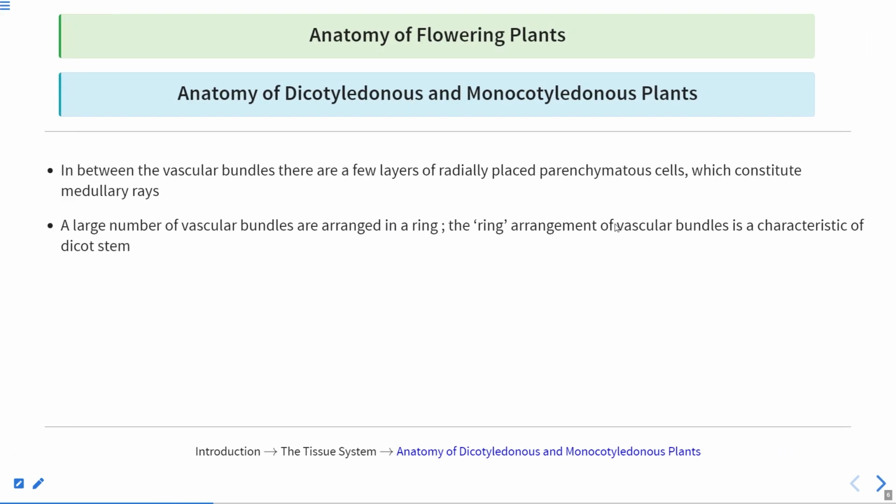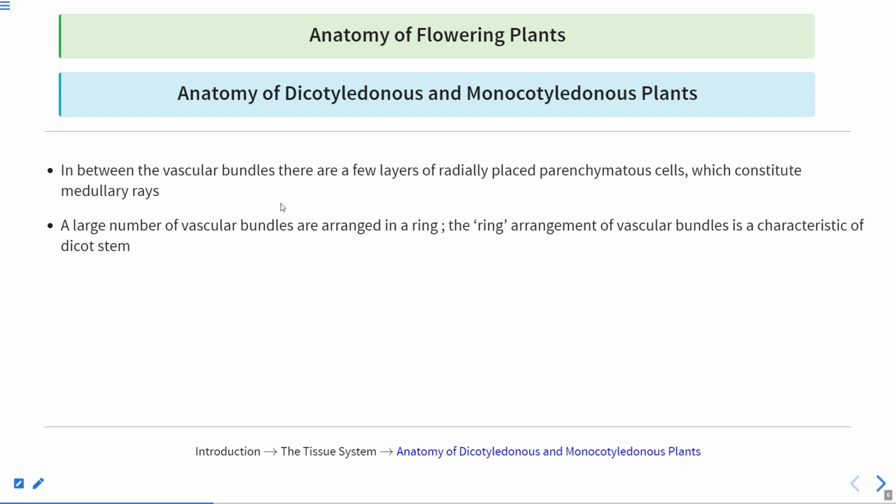Now, in between the vascular bundles, there are a few layers of radially placed parenchymatous cells which constitute the medullary rays. Very important point. If you see the vascular bundles, there are many cells present radially in between them, and these are parenchymatous cells which constitute the medullary rays. So those parenchymatous cells present in between the vascular bundles form the medullary rays.